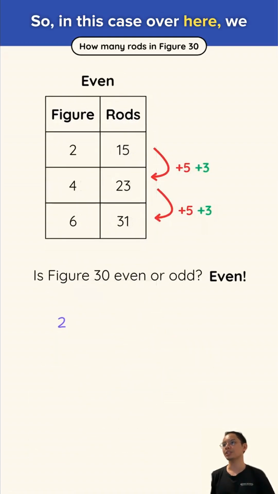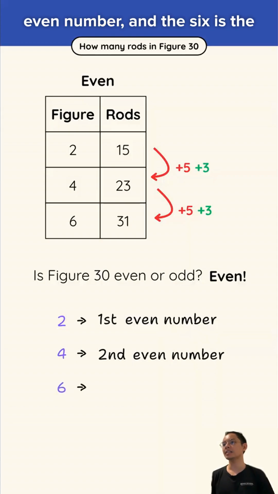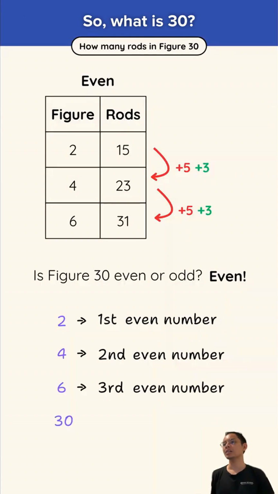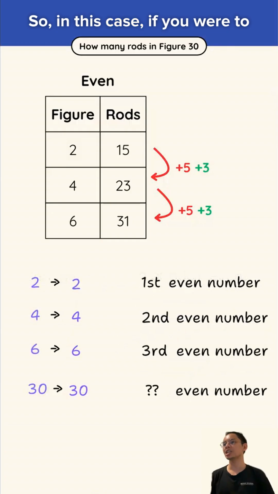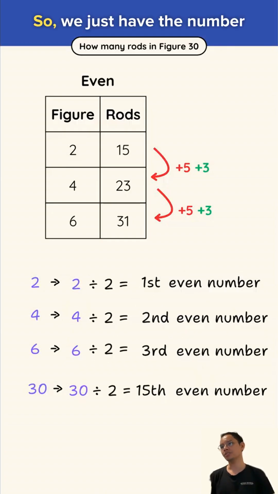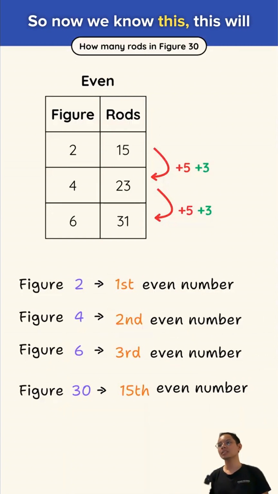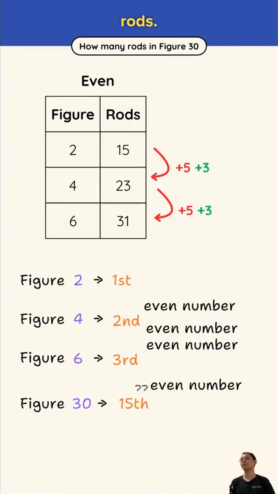Here, we know that number 2 is the first even number. Number 4 is the second even number, and 6 is the third even number. So what is the position of 30 among the even numbers? If you guessed 15, then you're right. We just have the number 30 divided by 2. That's how we know 2, 4, 6 is the first, second, and third even number. So now we know this, and it will help us get the number of rods.